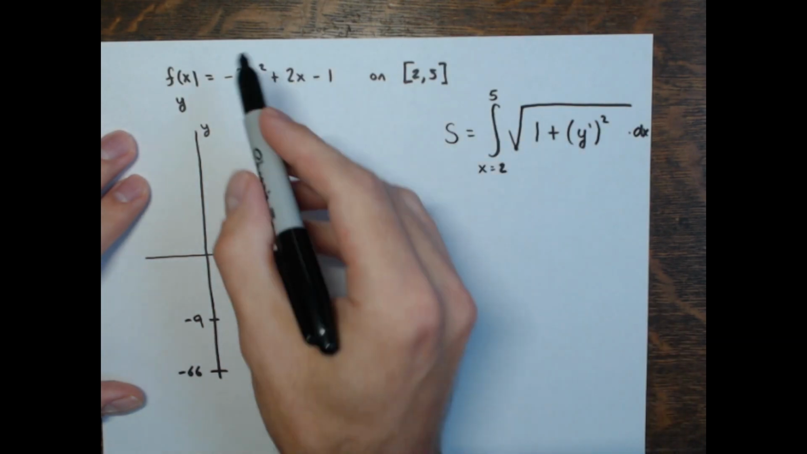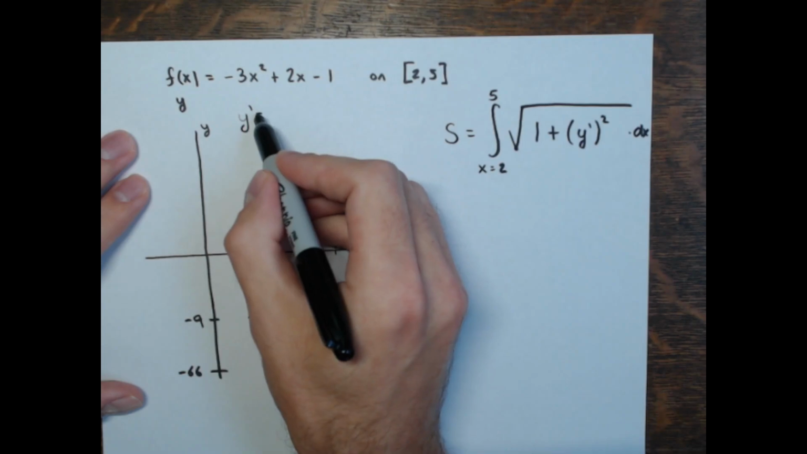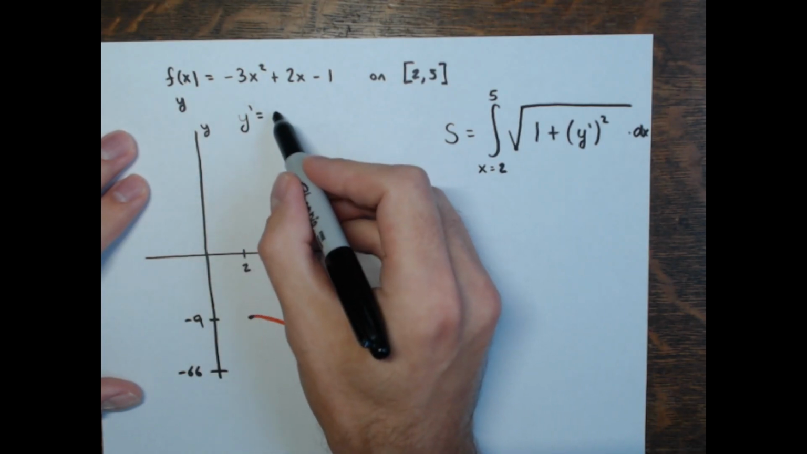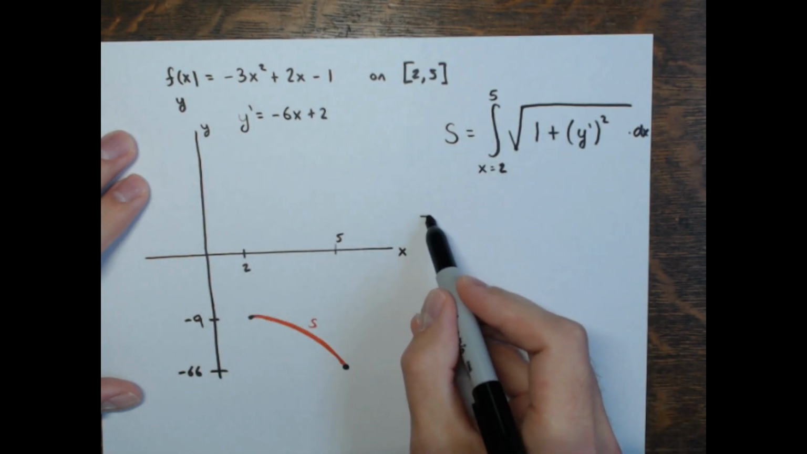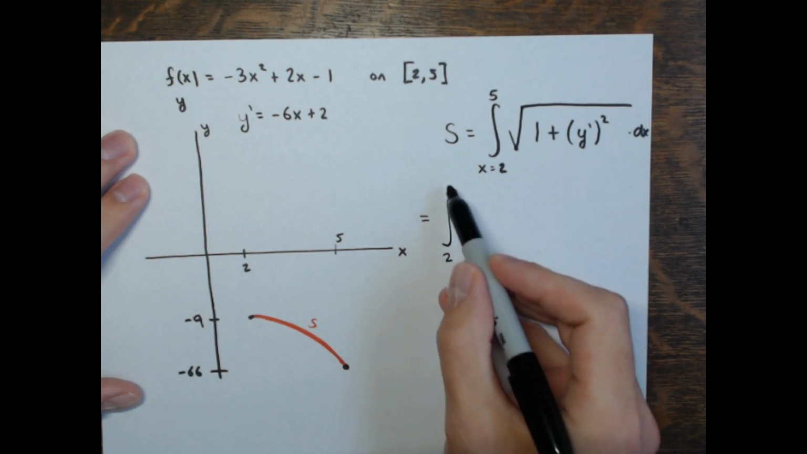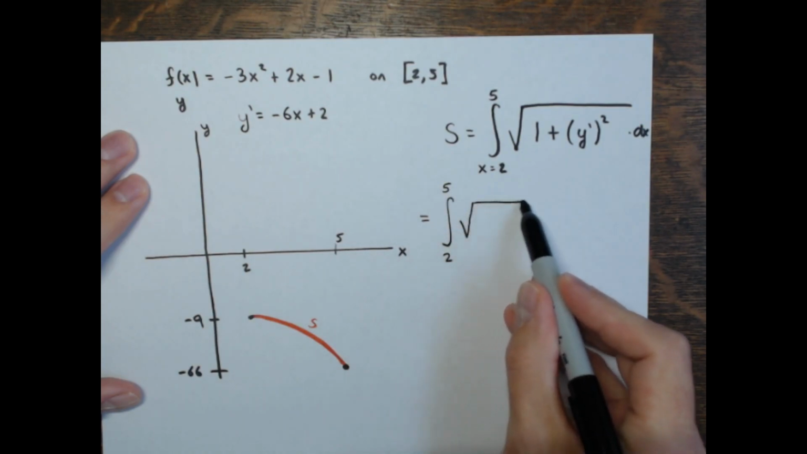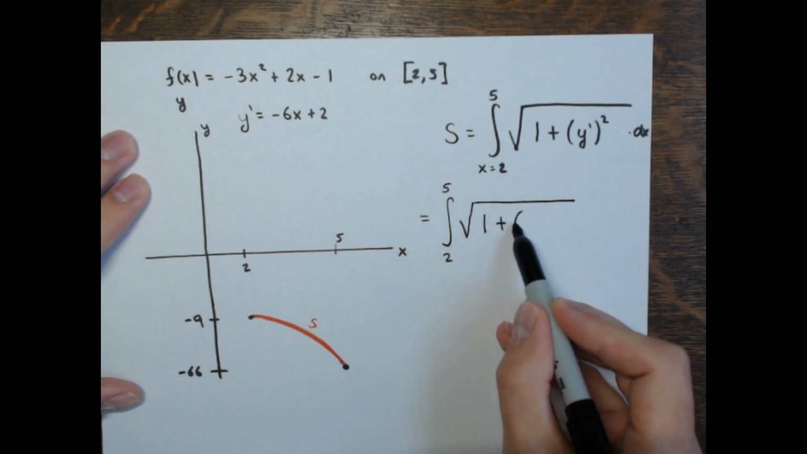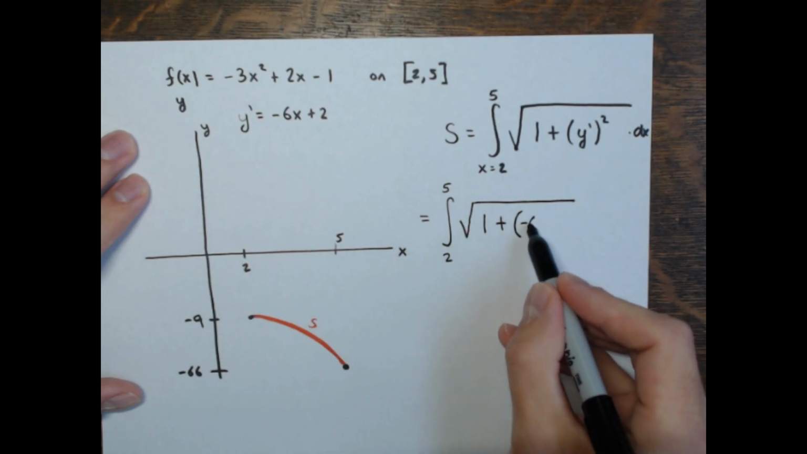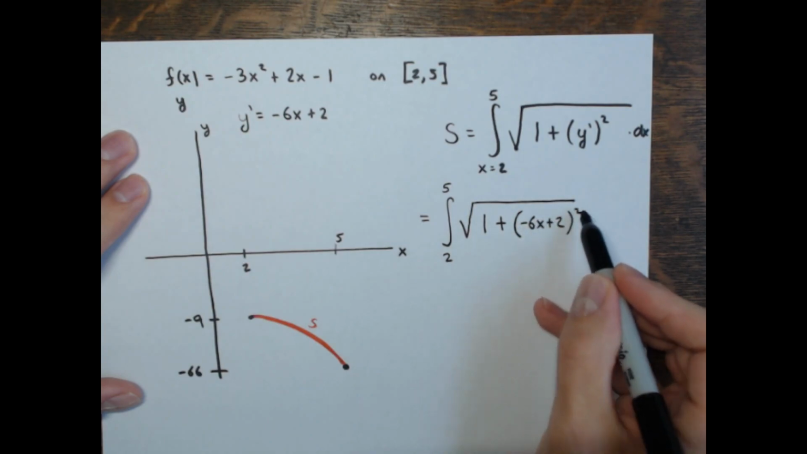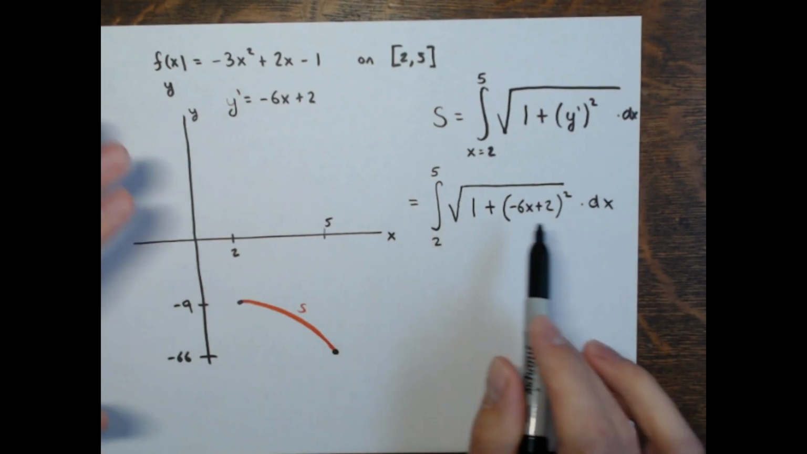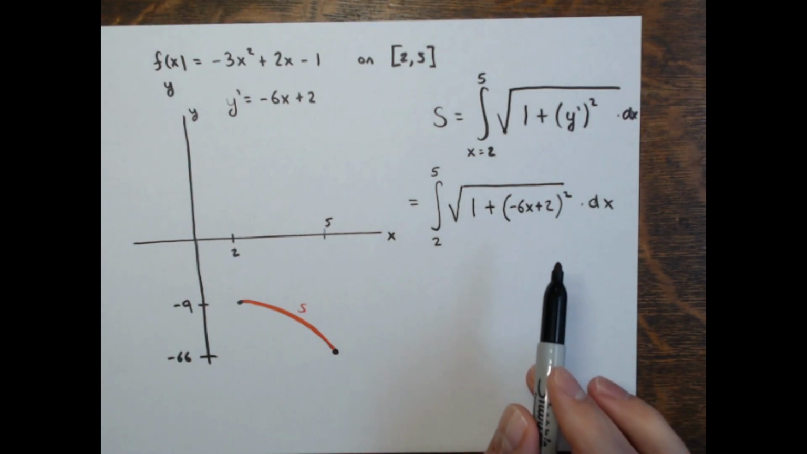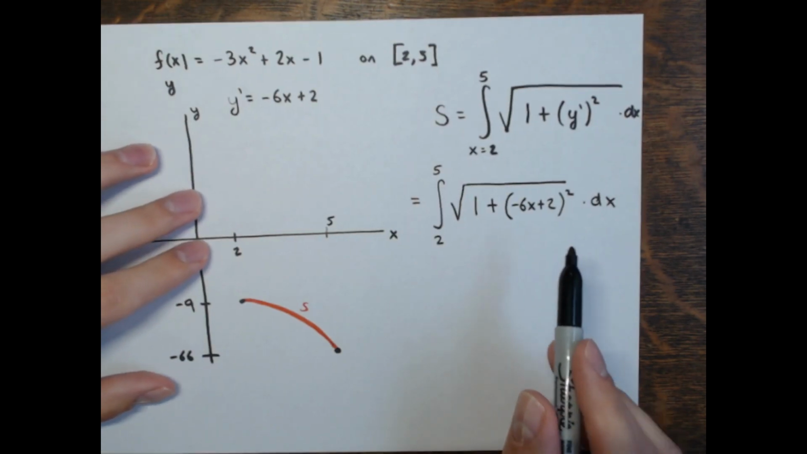So I just need y prime. Y was this, so y prime, dy over dx, would be negative 6x plus 2. And that's going in here. So it's the integral from x equals 2 to 5 of the square root of 1 plus our y prime, negative 6x plus 2, squared, and then dx on the outside. And this is fine. You should be able to just enter this. Go ahead and try it. As long as what you're entering is equivalent to the correct result, the system should give it to you.